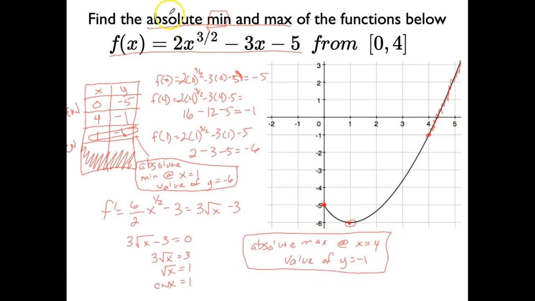So if you ever see the word absolute min or absolute max, there's going to be an interval they're going to be telling you. You're going to set up a candidates table. You're going to put those endpoints on that candidates table. You're going to find the critical numbers. You're going to plug all those x values into the original to see what the y values are. That's it.